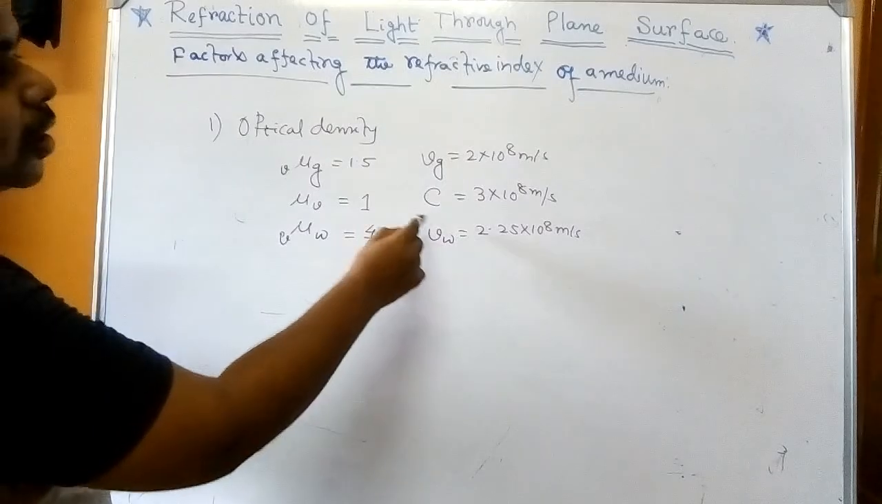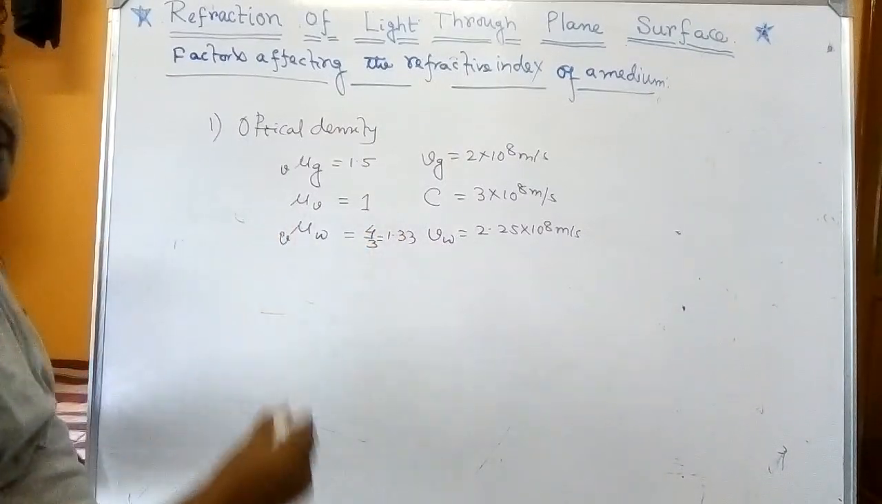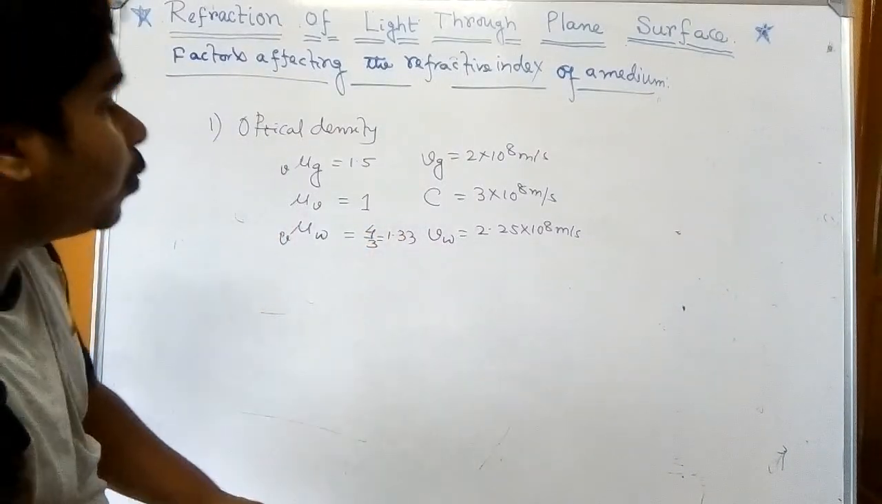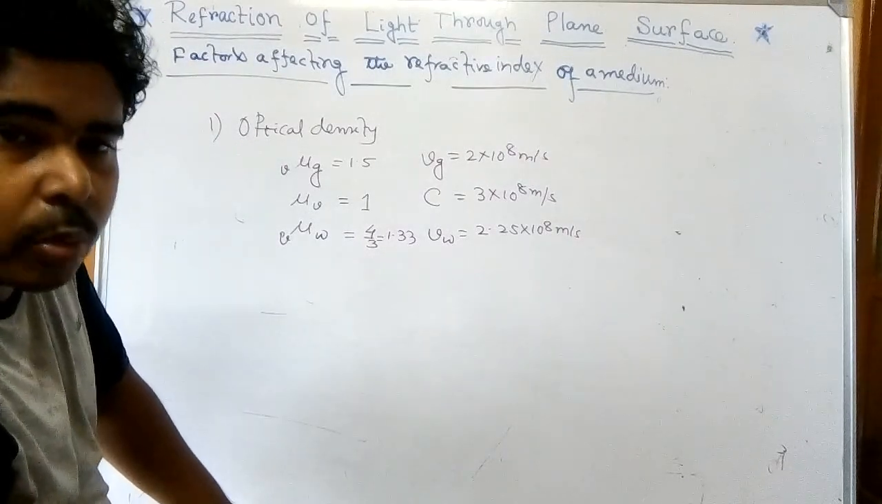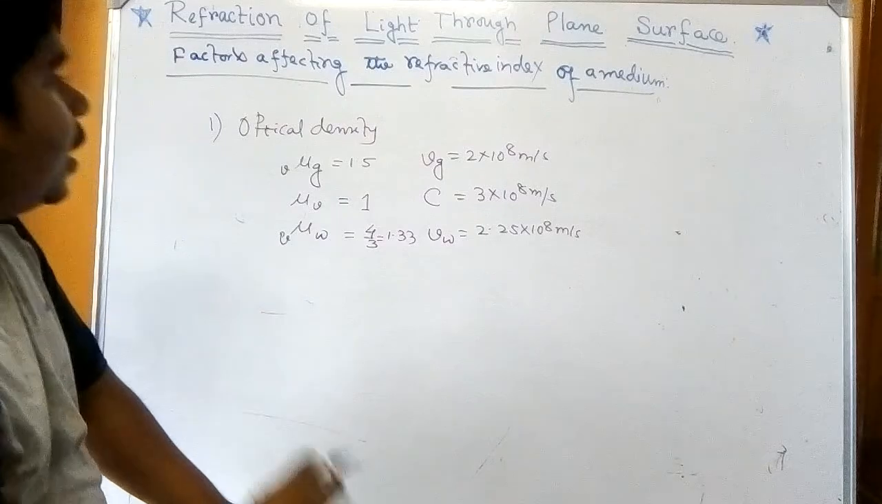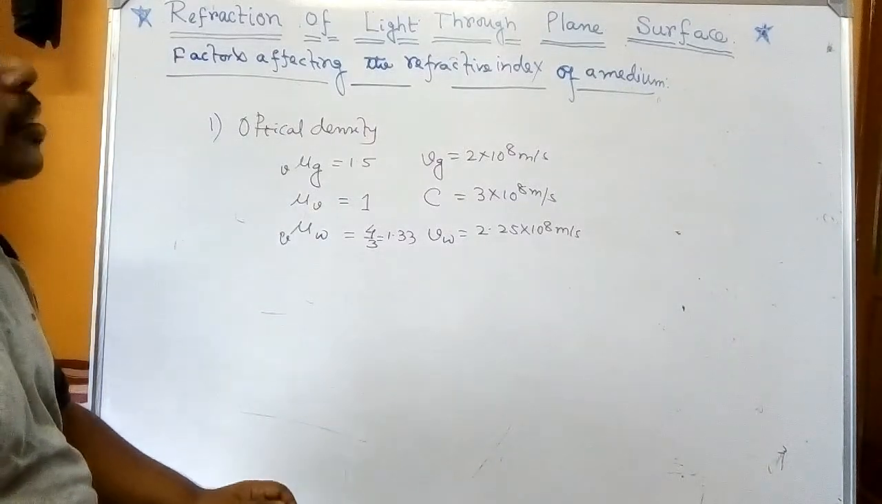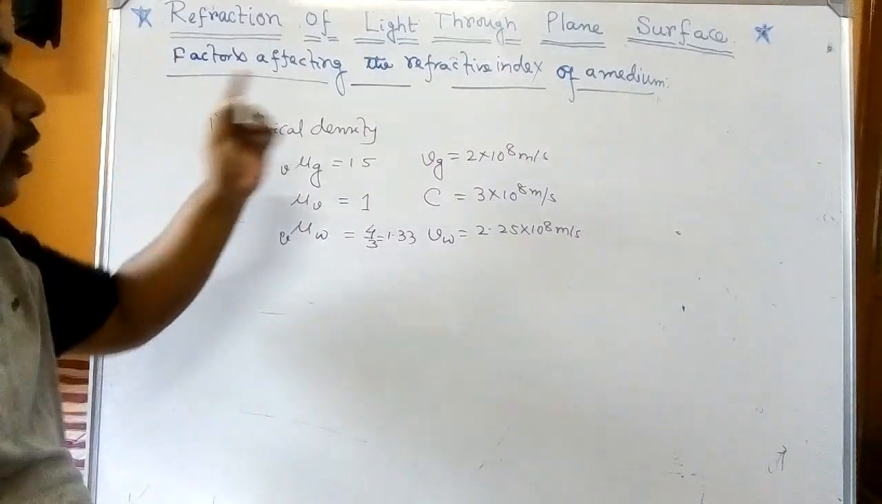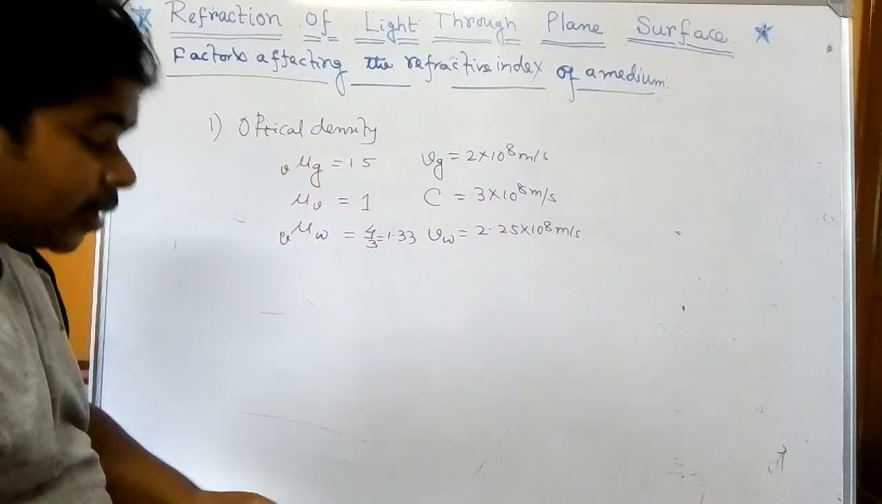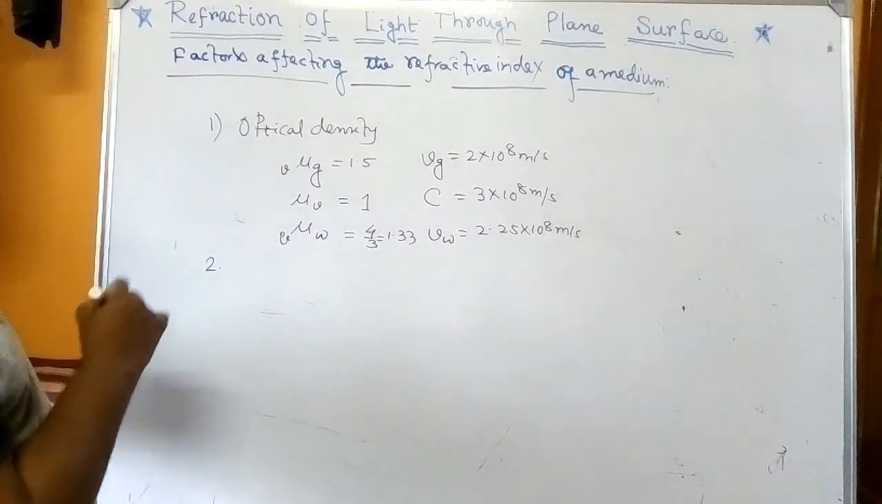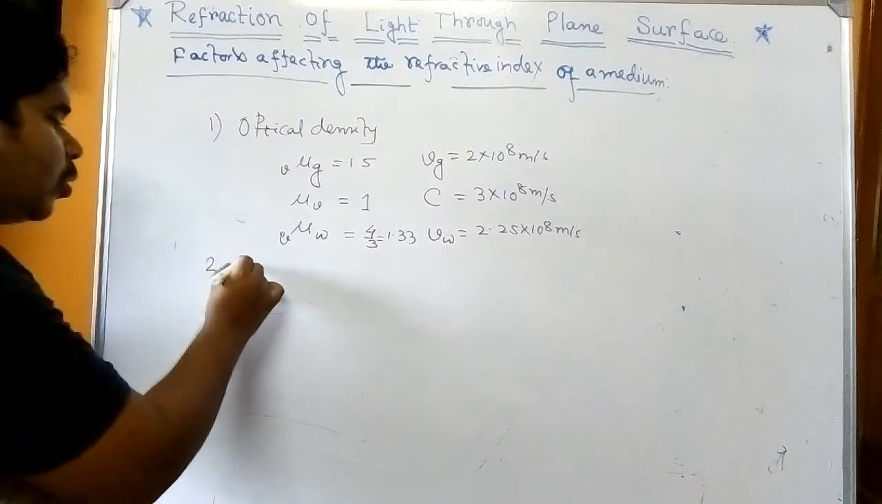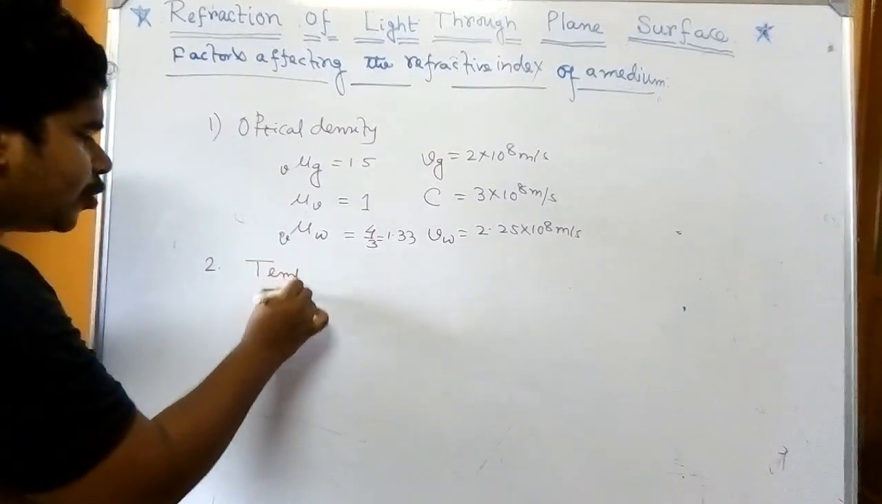So the more the speed, the less the refractive index, and in the opposite way, the more the refractive index in a medium, the less the speed will be. That is the dependency of refractive index on the optical density of a medium. Coming to point number 2, that is a very common thing and we all know, that is temperature.